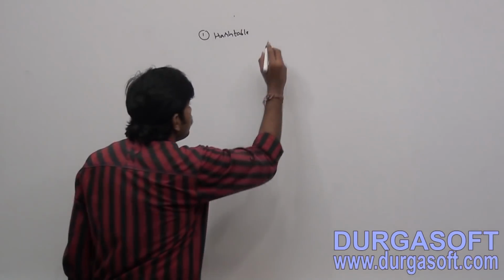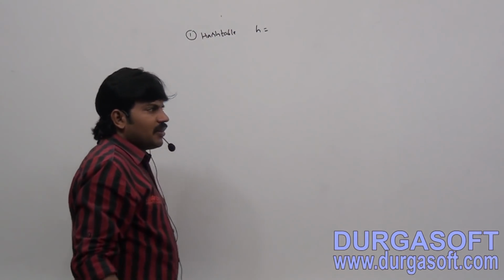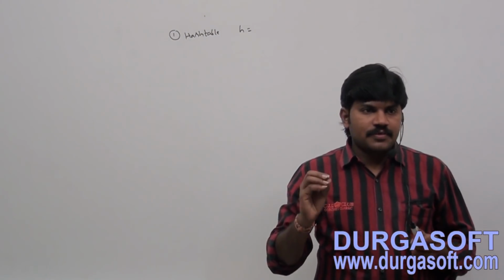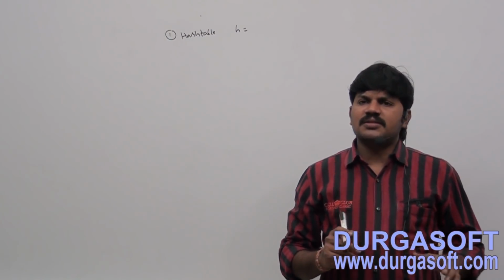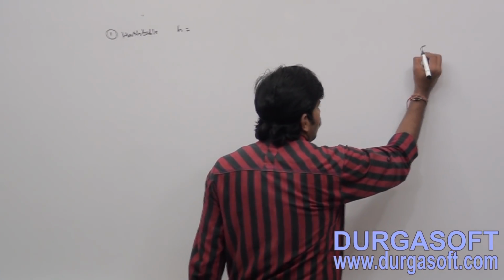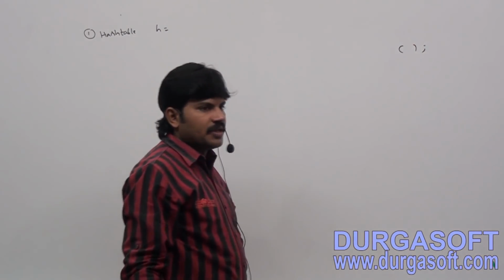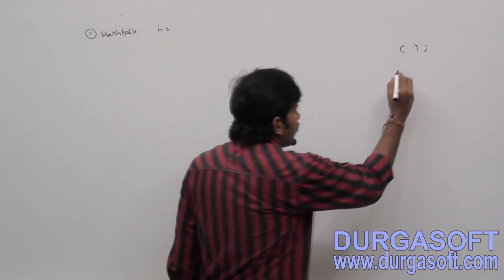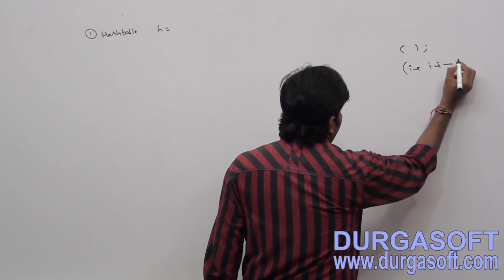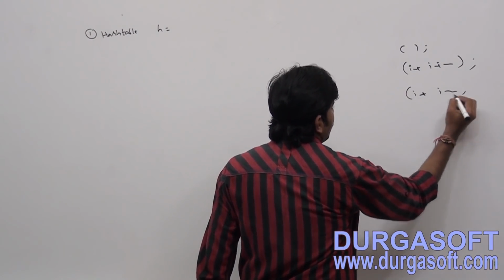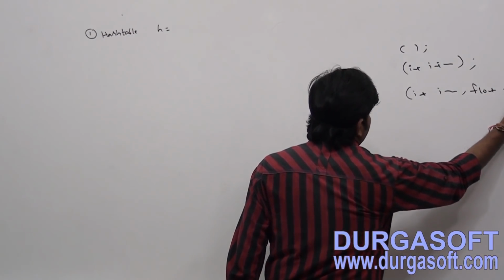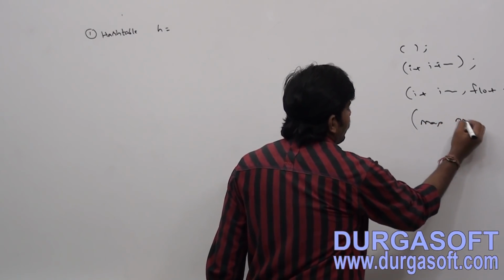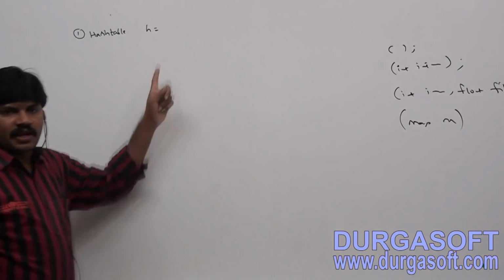Hash table h is equal to... have you remembered in the morning we covered the hash map concept and hash set concept? How many constructors are there? 4 constructors, right? The first is default initial capacity and default load factor, because it is a hashing related data structure. Second one is int initial capacity. Third one is int initial capacity comma float fill ratio. Fourth one is intra-conversion between map objects, right? The same constructors are there for hash table also.